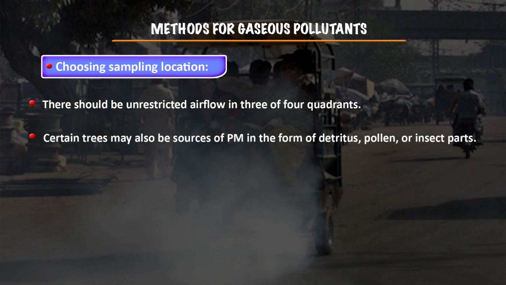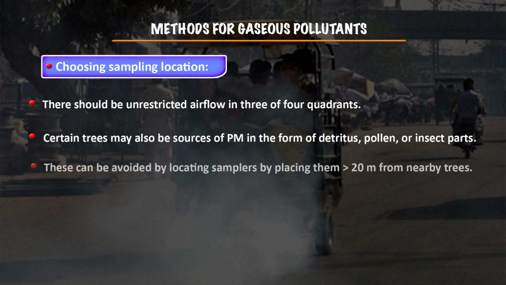Certain trees may also be sources of particulate matter in the form of detritus, pollen grains, or insect parts. So, these can be avoided by locating samplers above 20 meters of height from nearby trees.